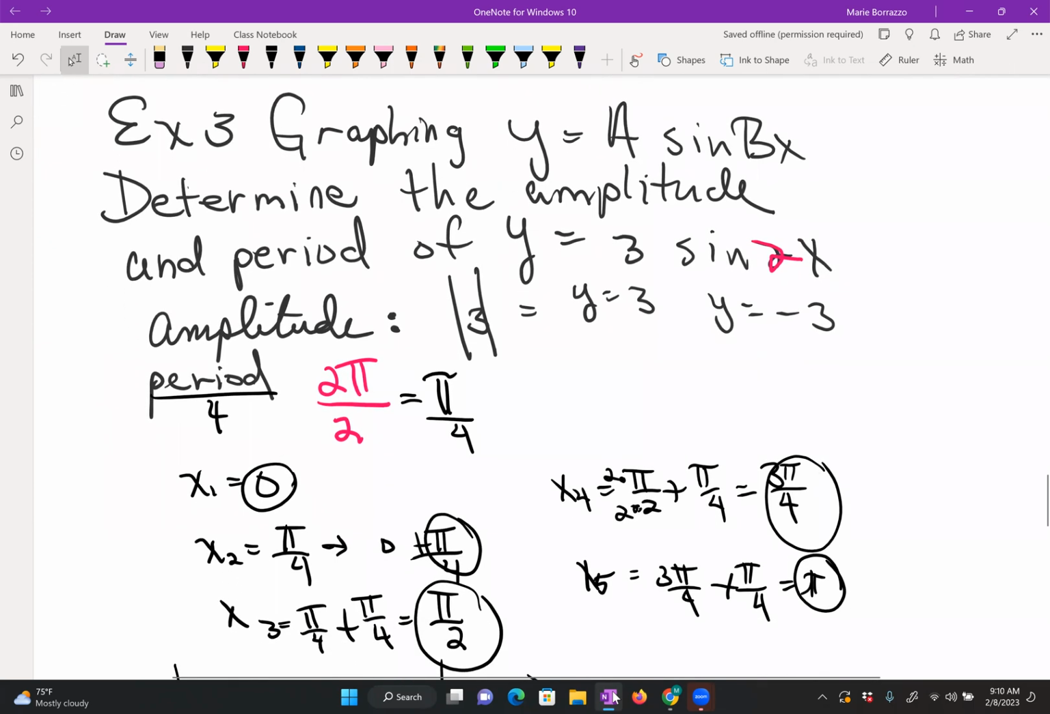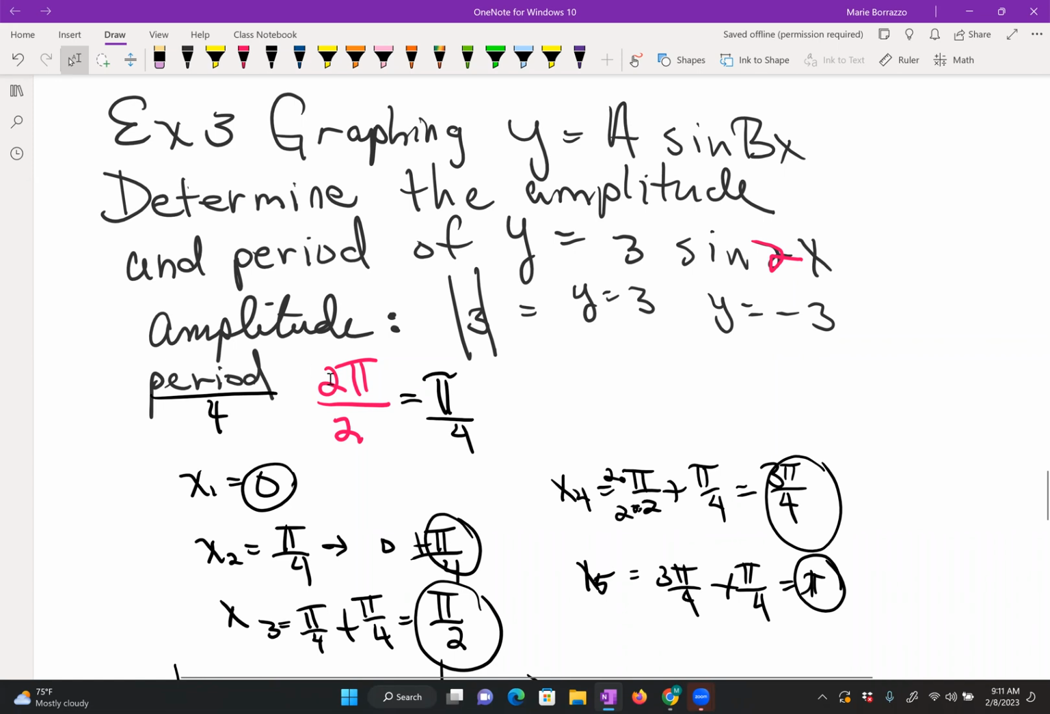Okay, question number 3. In question number 3, I'm asking you to graph using the value of a sine bx, determine the amplitude and period of y equals 3 sine 2x. I'll walk you through this. Understand that the absolute value of 3 is 3, so y will equal 3 and y will equal negative 3. So that's the top and bottom of the amplitude. For a period, if you notice in red, it's a 2x. So you have a period of 2.